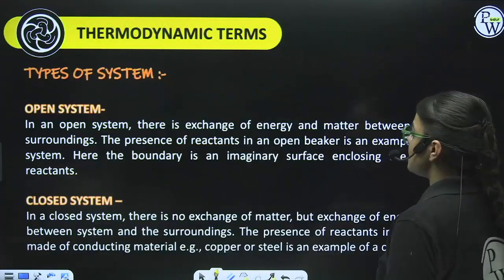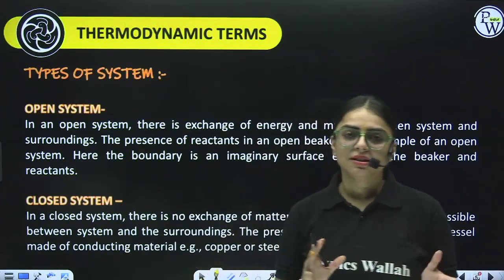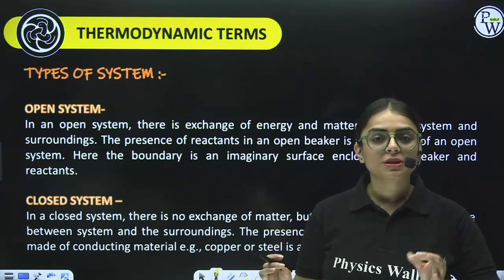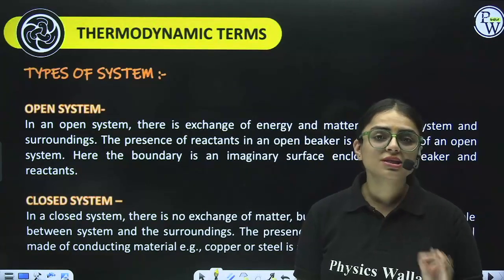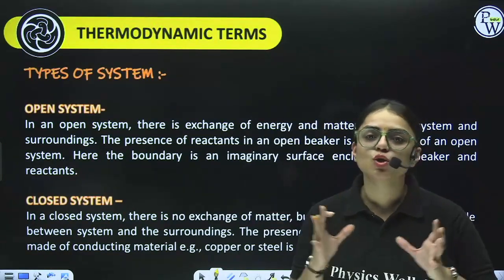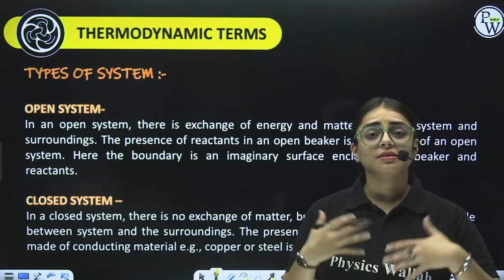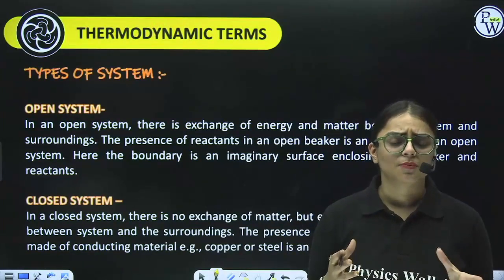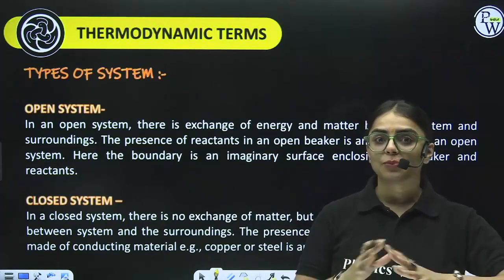Okay, now students, let's move on to the types of systems. Basically there are three types of system that we shall be observing. Number first is open system, number second is closed system, while number third is isolated system. So the very first is open system. The name itself says open, something which is open.